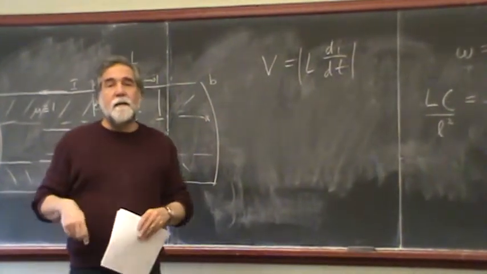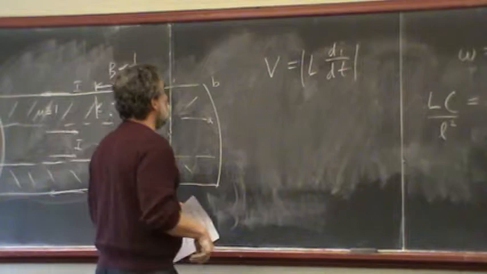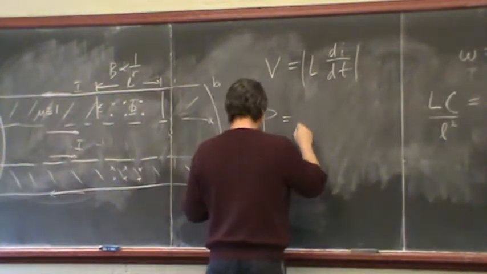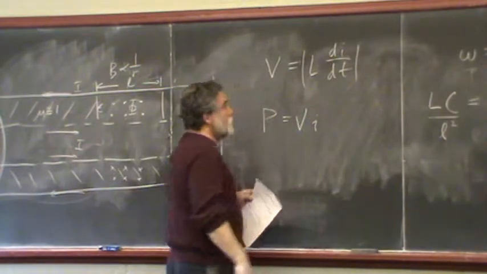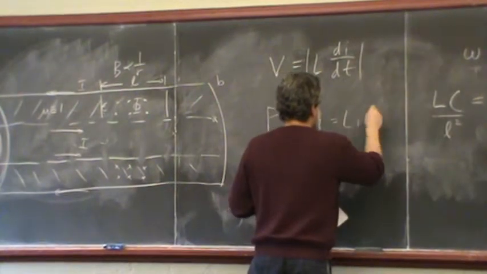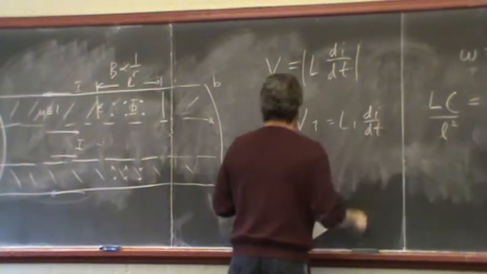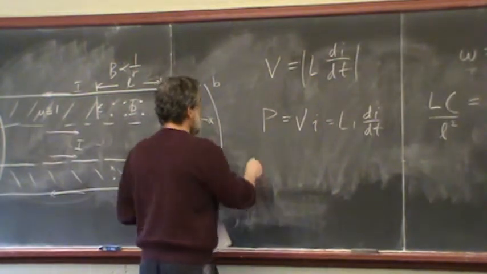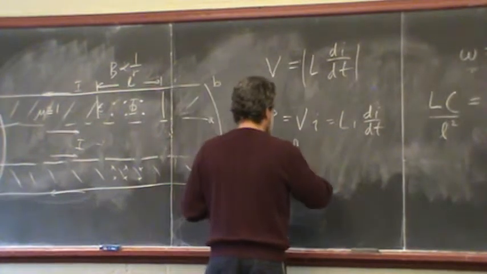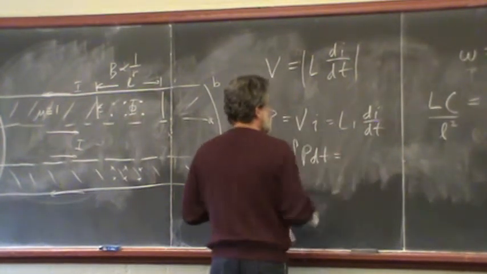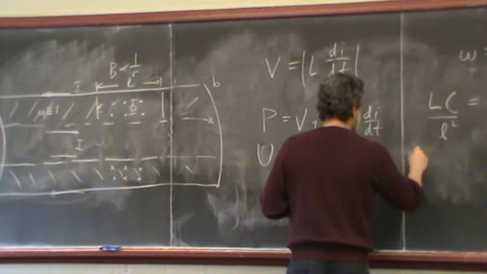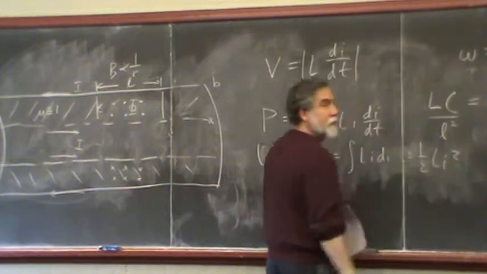The power that I'm going to be putting into the inductor in order to build the current, the power at any instant, is equal to the voltage times the current. But I'm only going to get voltage if the current changes. So this is L i di/dt. If I want to know the energy that's stored, that's the integral of P dt. So it is the integral of L i di, which is 1/2 L i squared.